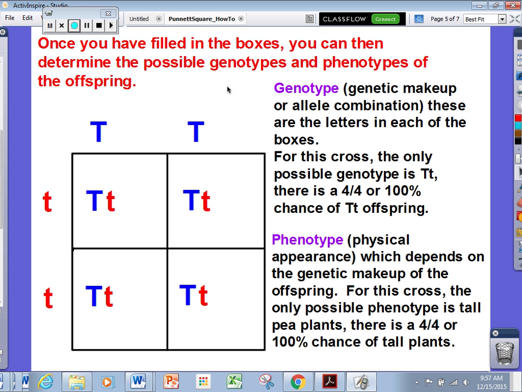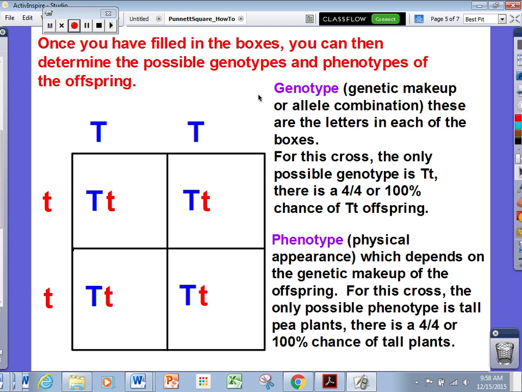Once you have filled in the boxes, you can start interpreting the information you got. You can see what the Punnett square is telling you about the chances of having certain types of offspring. You can use the Punnett square to determine the possible genotypes and phenotypes of the offspring. This is the Punnett square we just filled in on the previous page, that first cross that Gregor Mendel did, and we can look at the possible genotypes.